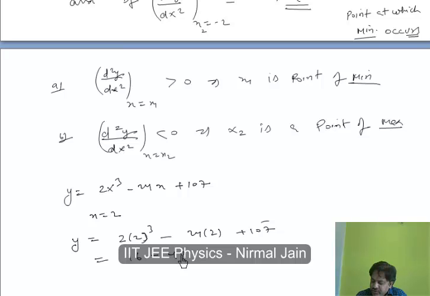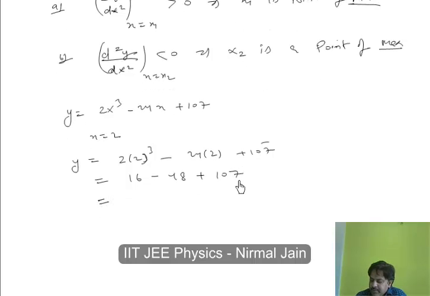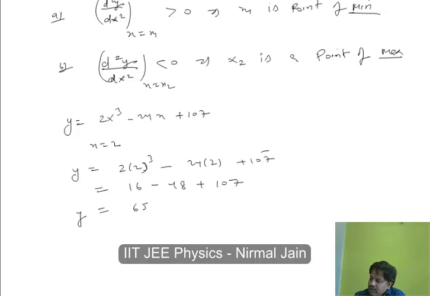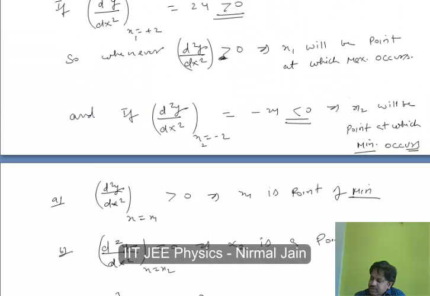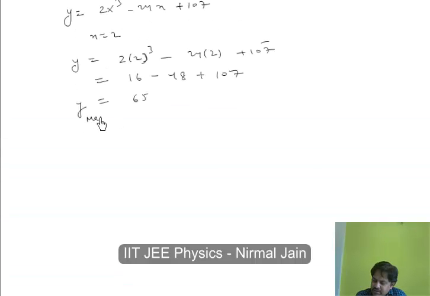So this is 16 minus 48 plus 107. What it becomes is 107 minus 32. That is, if you calculate it, it will become 65. So x equal to 2 was the point where the graph was maximum. So this is the maximum value of y.